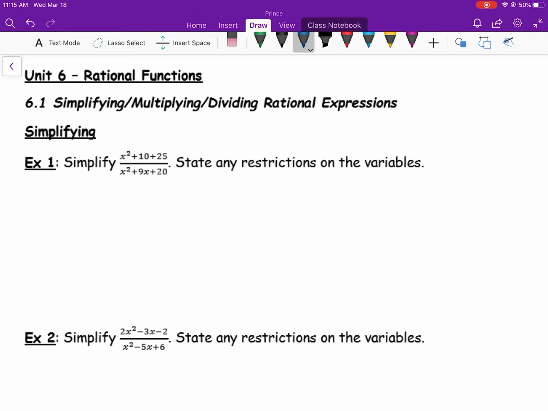Alright guys, good morning. We're going to review 6.1, simplifying, multiplying, and dividing rational expressions. The key thing in this section is to just factor and cross off things that we already know. So the big thing, step one, is factor everything.